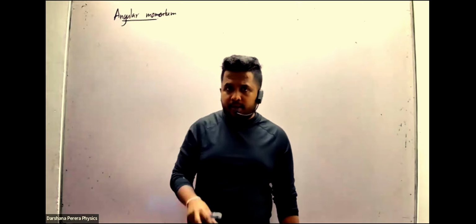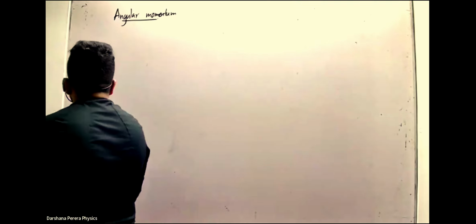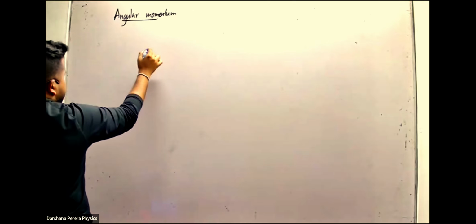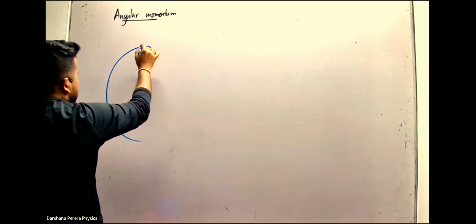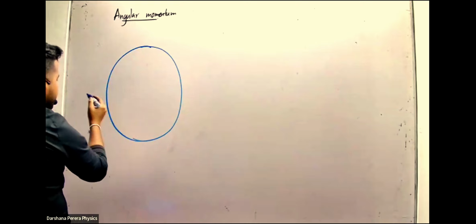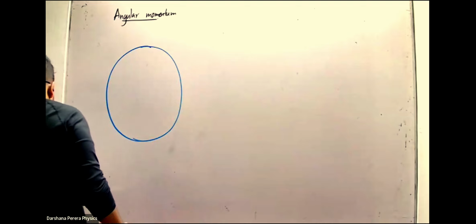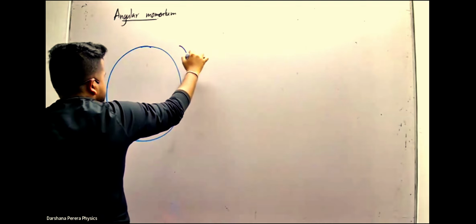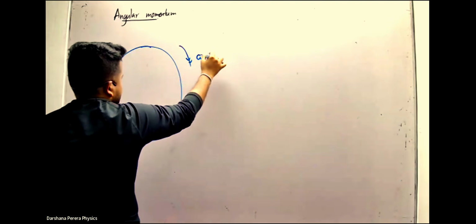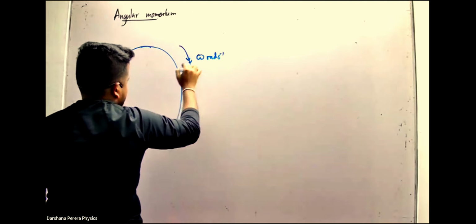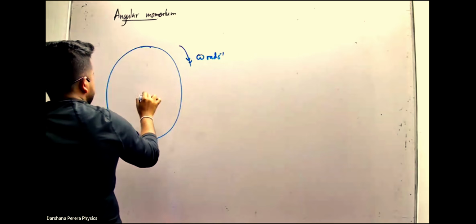Moment means turning effect, right? The angular momentum is... I will go and explain, and after that we can write. Listen. When you take a rotating disc like this, it is rotating in this direction with omega rad s^-1 about this axis O.